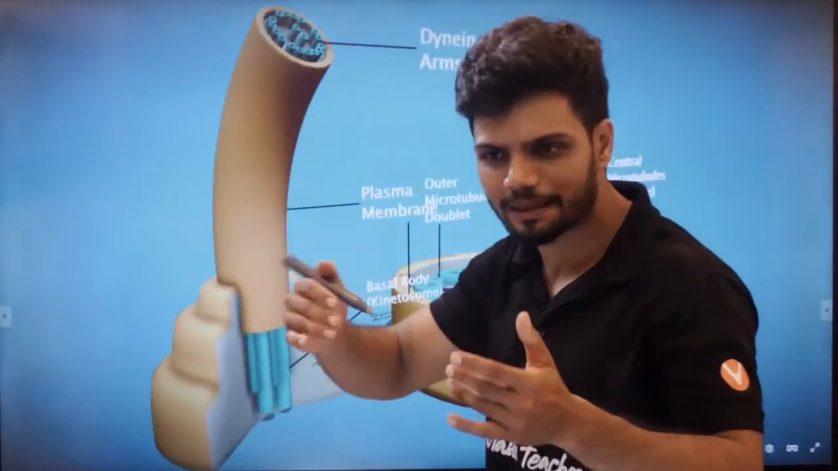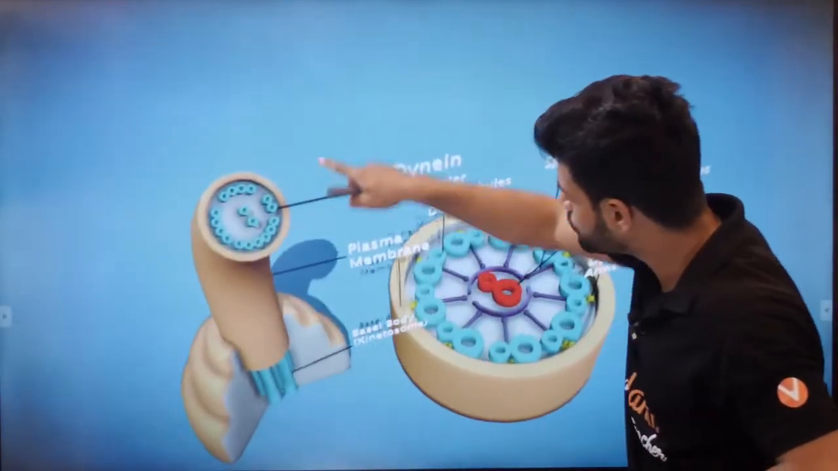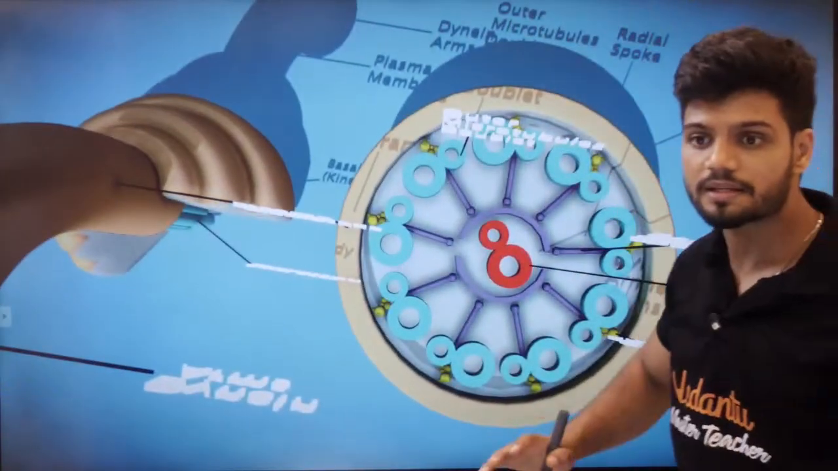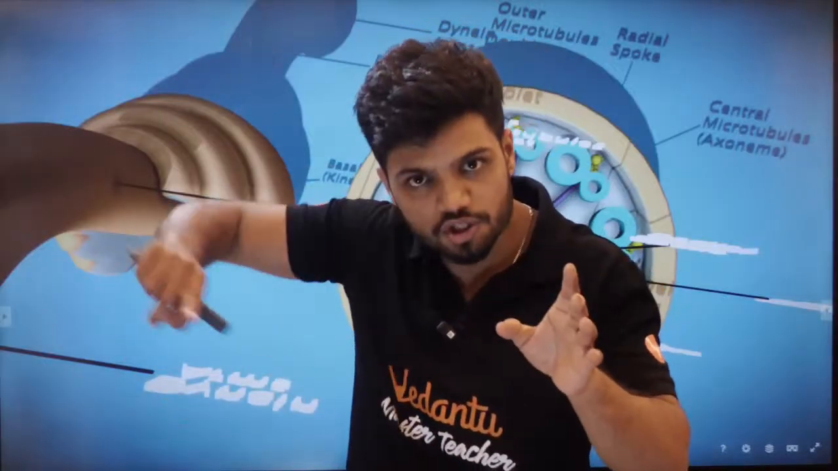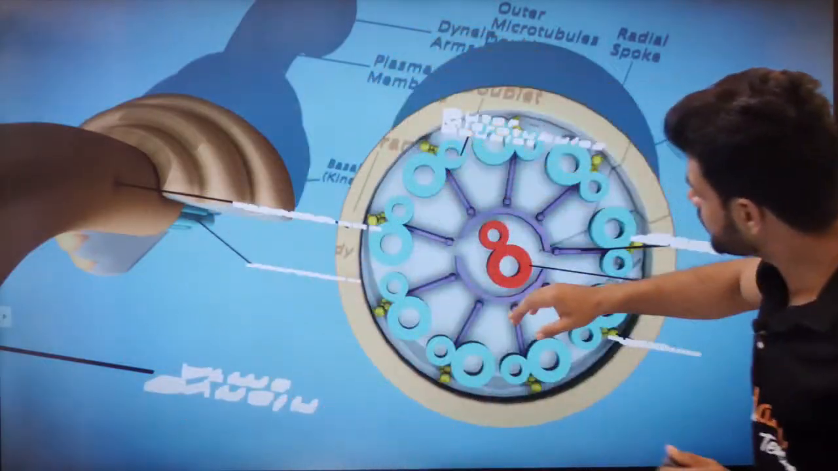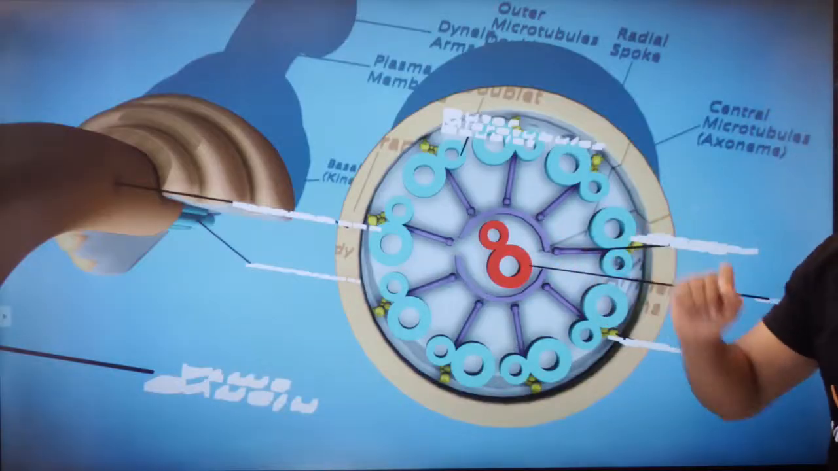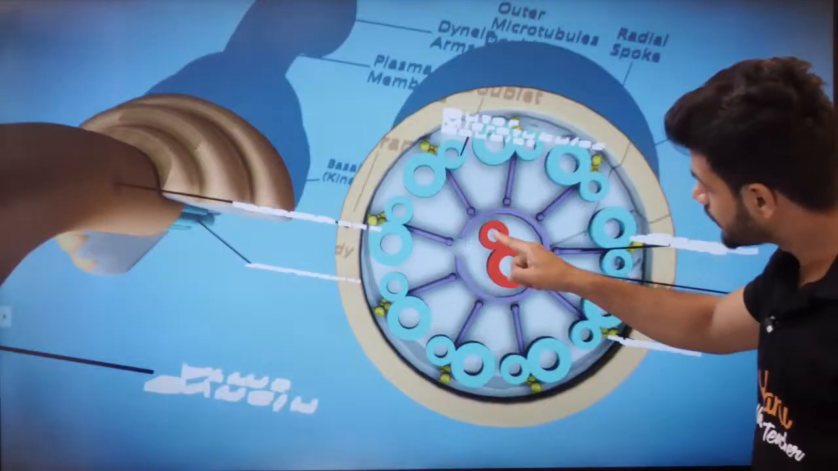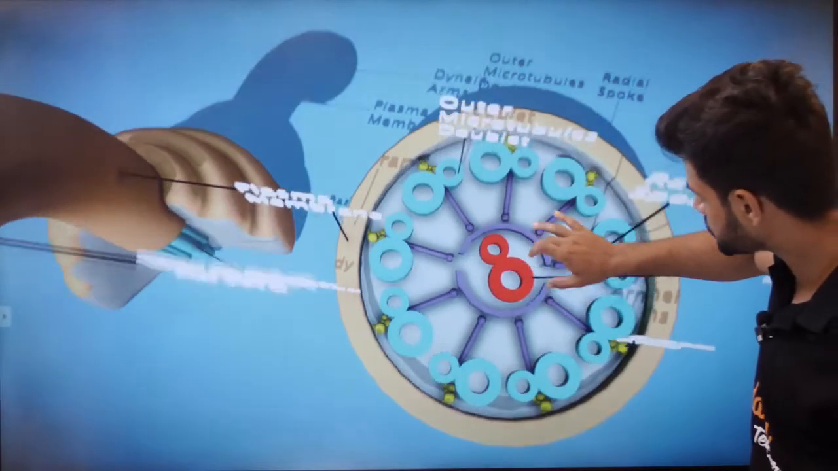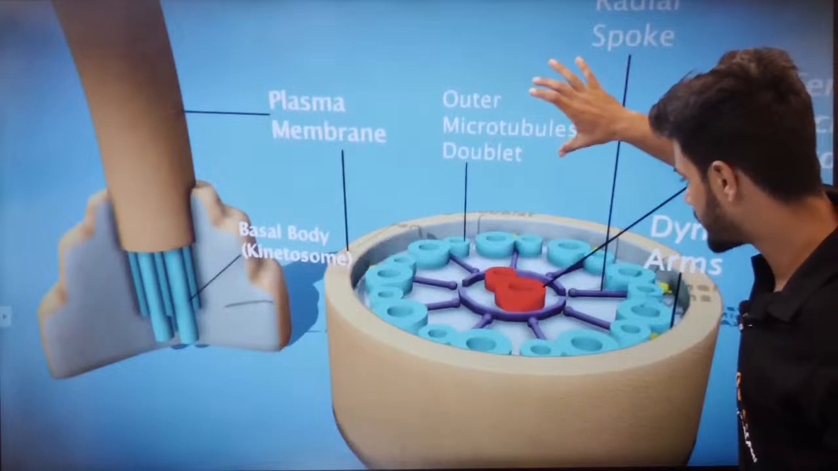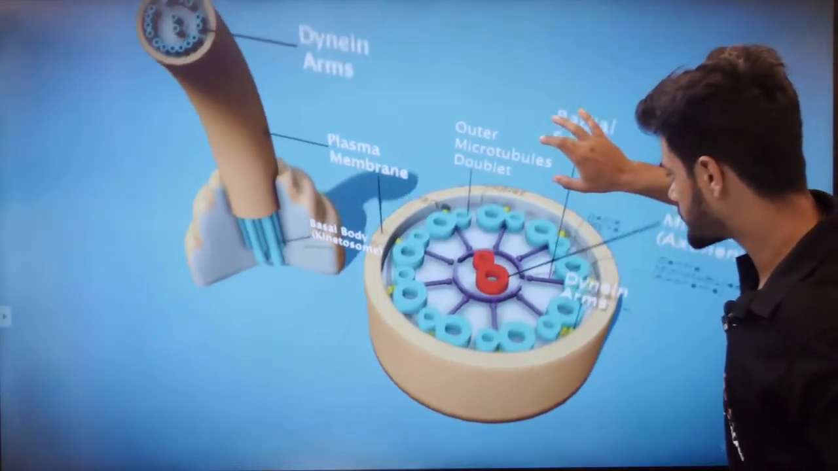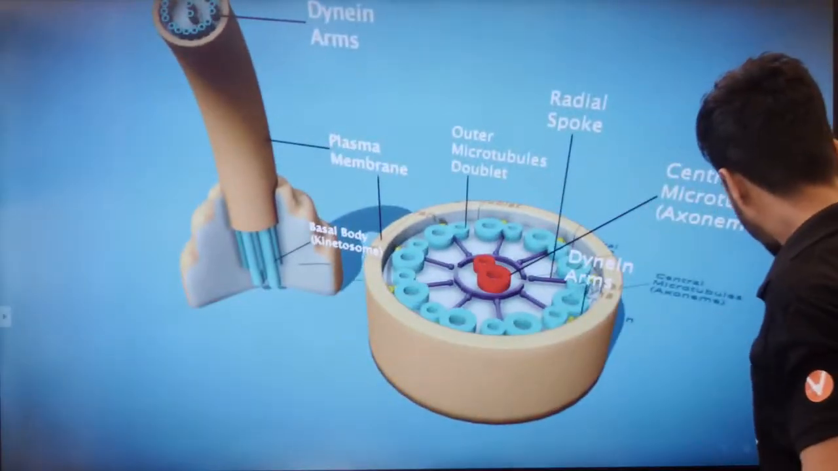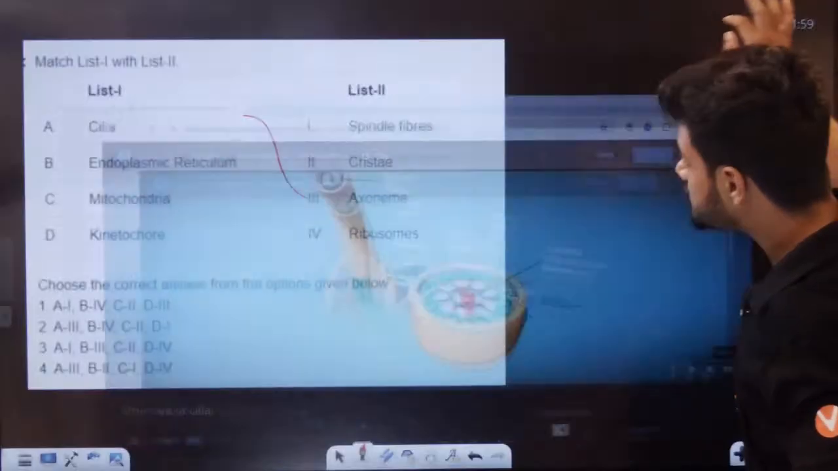If you look at the top view of this section, this is how it looks. This is the cross section of a cilium. From the top view, we can see the 9+2 arrangement of microtubules here. We can see 1, 2, 3, 4, 5, 6, 7, 8, 9. The 9 plus 2 arrangement can be seen here, present in cilia.